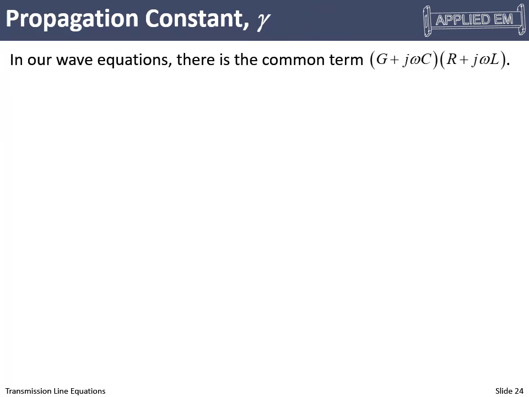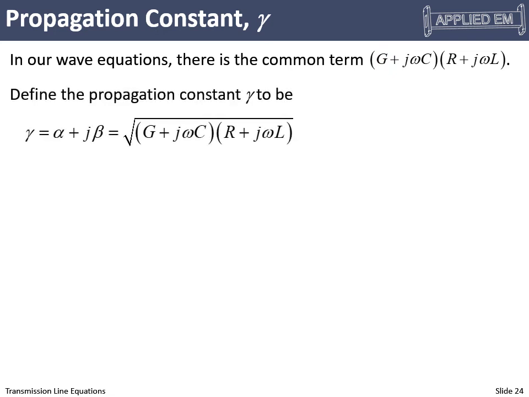Notice in both of those wave equations we had this term involving our distributed circuit elements. So let's define a complex propagation constant, which we interpret the exact same way we did when we talked about waves. It has a real and an imaginary part, and it will turn out that the real part is attenuation, and the imaginary part is our phase constant describing oscillation. So we set that equal to the square root of these distributed terms.